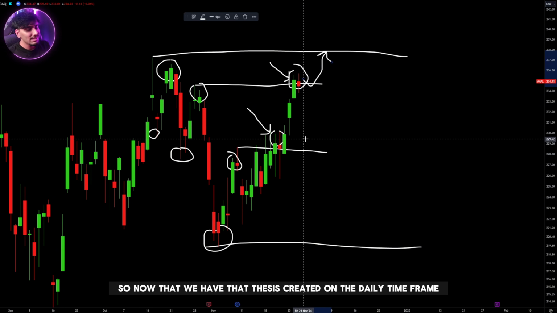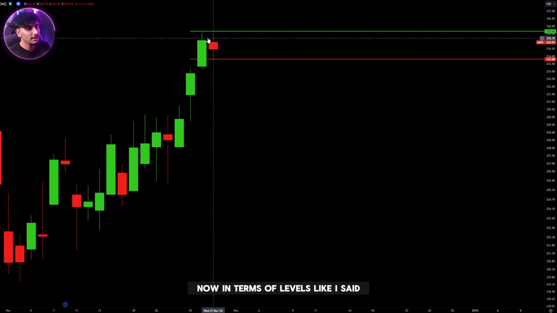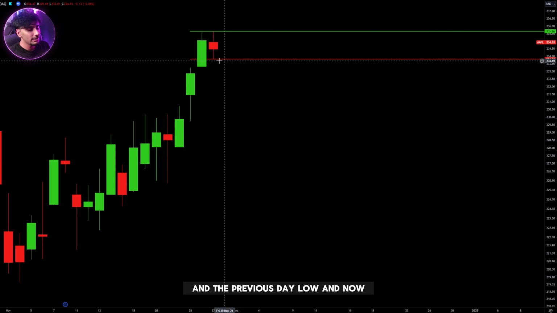So now that we have that thesis created on the daily time frame, what we must do now is draw out our levels. Now, in terms of levels, like I said, you're going to mark out the previous day high and the previous day low.